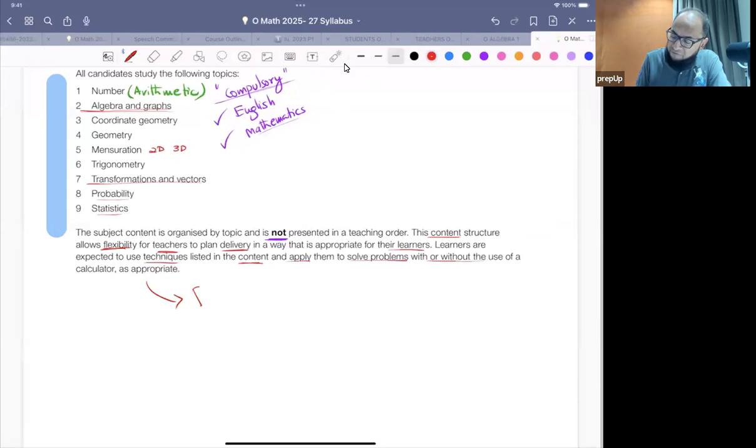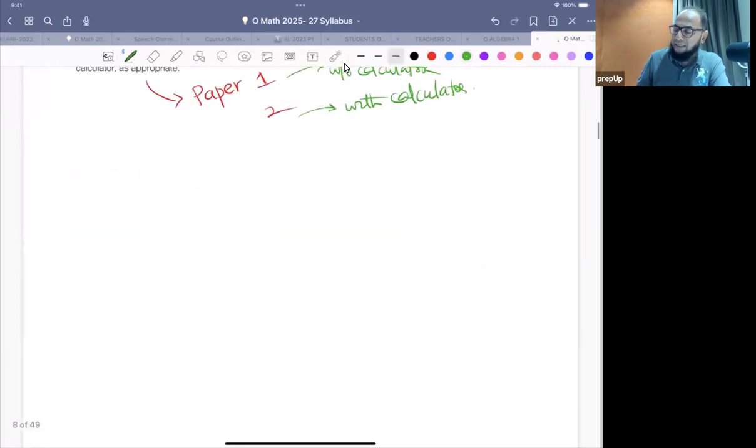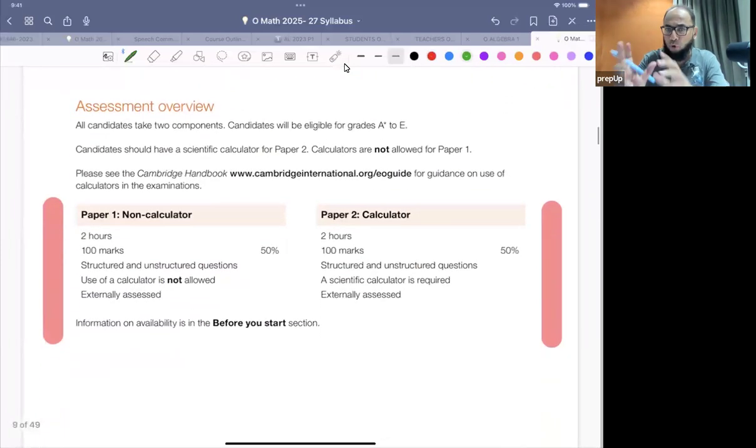And the objective is that whatever the papers are, whether it's paper 1 or paper 2, paper 1 is without calculator and paper 2 is with calculator. So they are able to solve this thing. So till now, this is just an overview of what the main topics of the syllabus are.